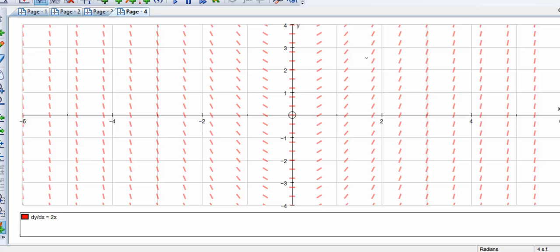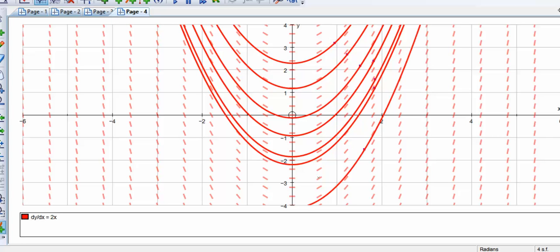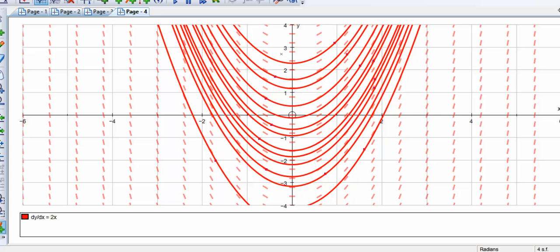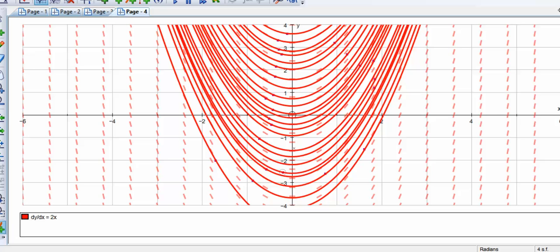So if we join these up, for instance, if I take one like that, on this curve here, dy by dx is 2x. And on this curve, and on this curve, and on this curve. And as we can see, there are infinitely many curves. Each one is equal to x squared plus or minus a constant value. So we have a whole family of curves.